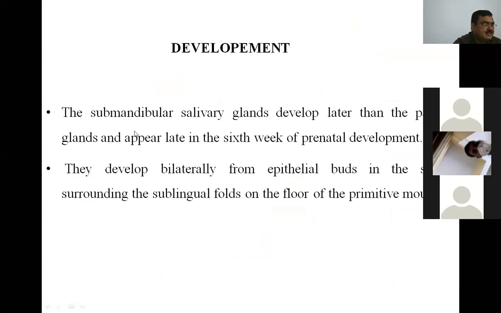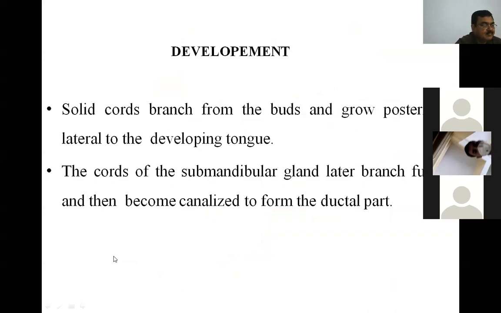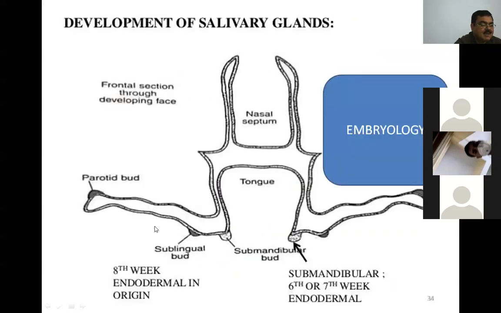Now, development. The submandibular salivary gland develops later than the parotid gland and will appear late in the 6th week of prenatal development. They develop bilaterally from epithelial buds in the sulcus surrounding the sublingual fold on the floor of the primitive mouth. The solid cord branches from the bud and grows posteriorly, lateral to the developing tongue. The cords of the submandibular gland later branch further and then become canalized to form the ductal part.